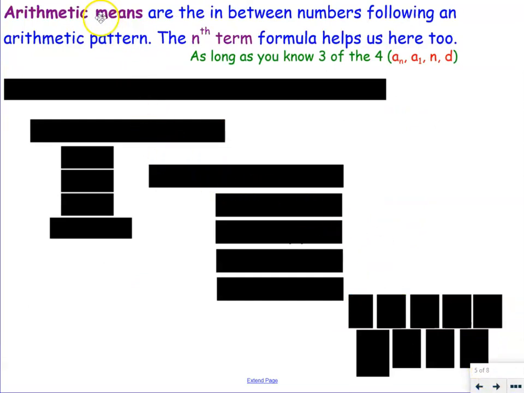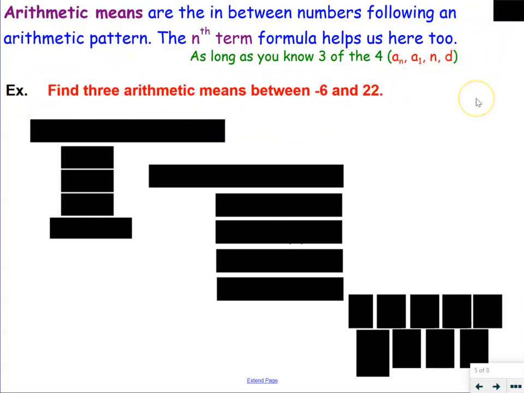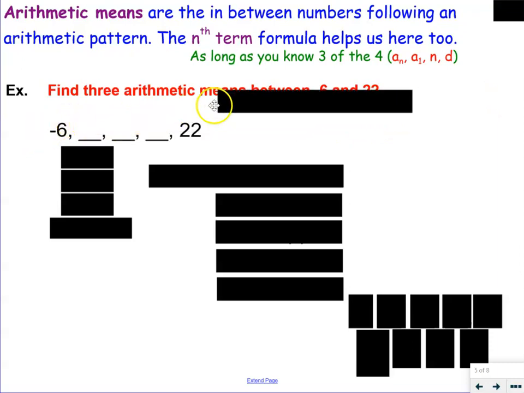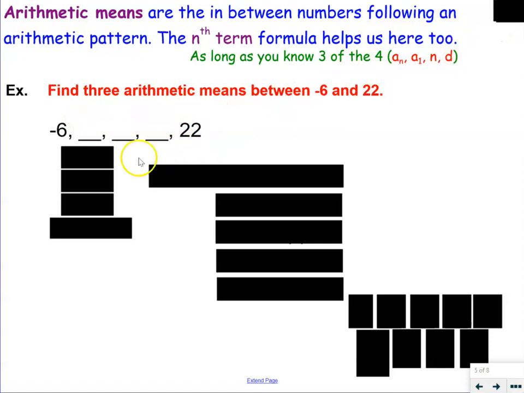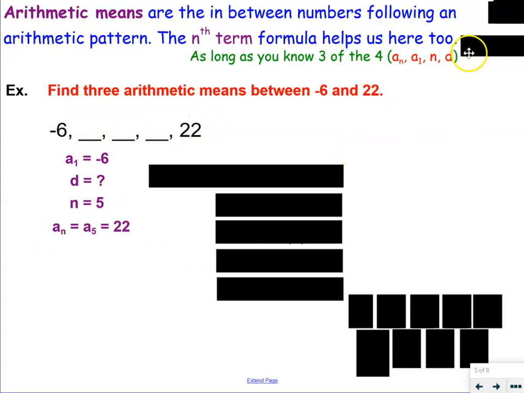Another vocab word is arithmetic means. Those are the in-between numbers following an arithmetic pattern. And that nth term formula will still help us here as long as you know 3 of the 4. So here's a quick example. Find 3 arithmetic means between -6 and 22. So I know we start at -6. There's going to be 3 blanks, 3 numbers in between, and then 22. So we know a sub 1 is -6, the first term. d, we don't know. We don't know what we're adding or subtracting each time. n is 5, because this is the first, second, third, fourth, fifth term. There's 5 terms. And then the last term, a sub n, which is actually a sub 5 in this case, is 22. We know 3 of the 4 things.